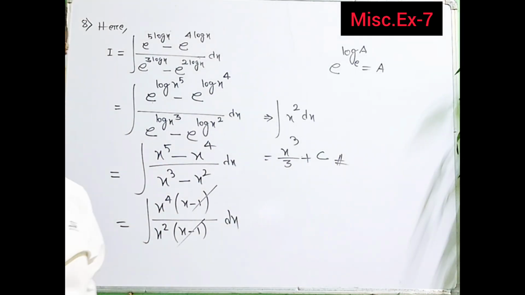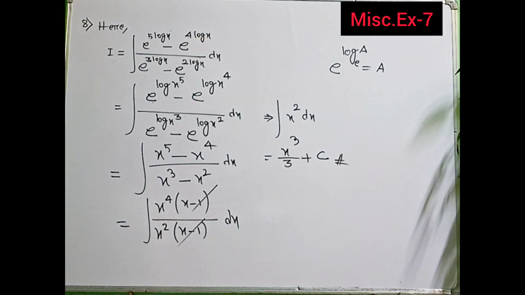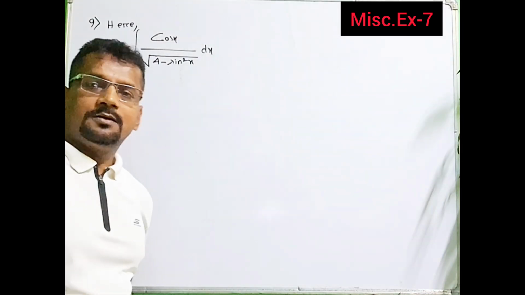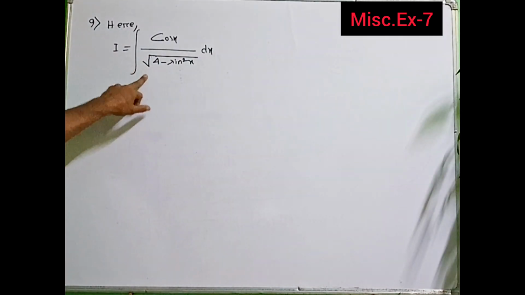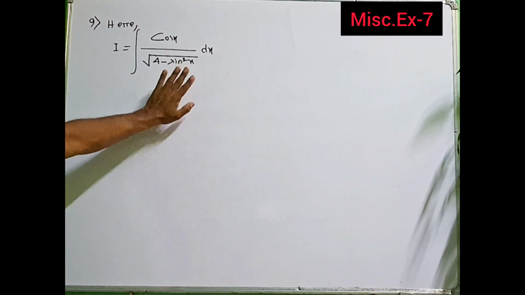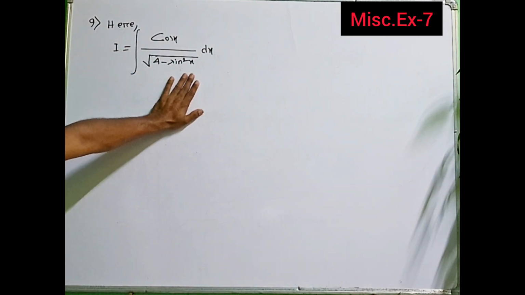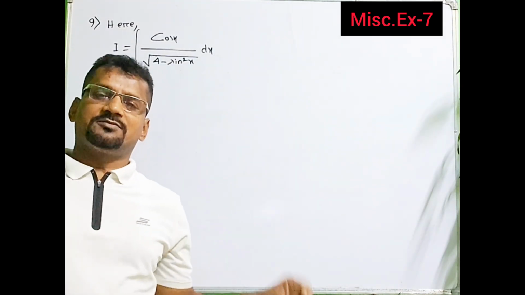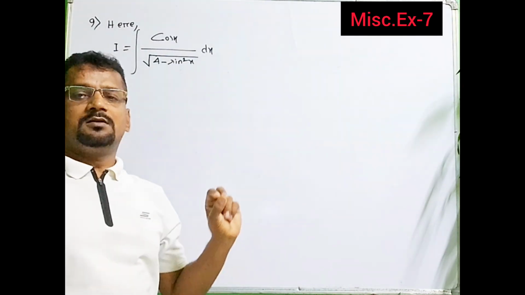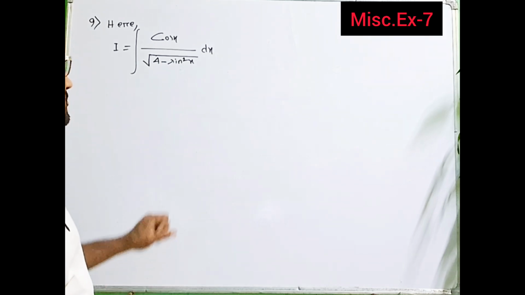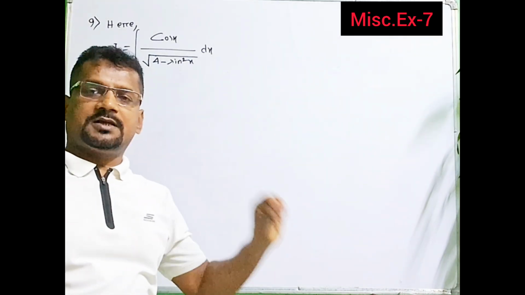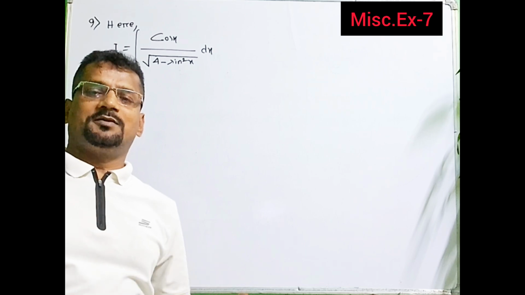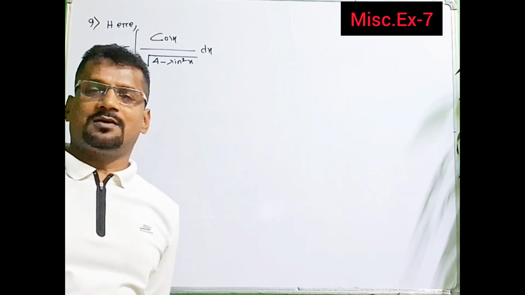Now let us take question number 9. I equals integration of cos x by root over 4 minus sin square x. For this, again, as I told you, we have to think about substitution so that it becomes simple. What to substitute? You have to substitute in such a way that whatever function you substitute as t, when you differentiate it the second function comes.